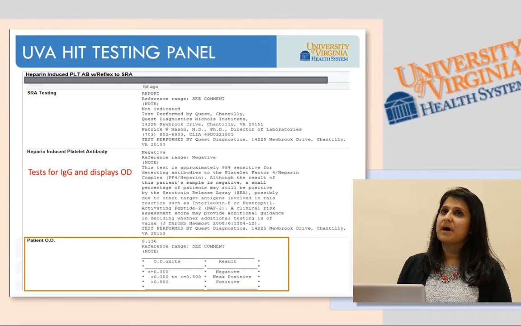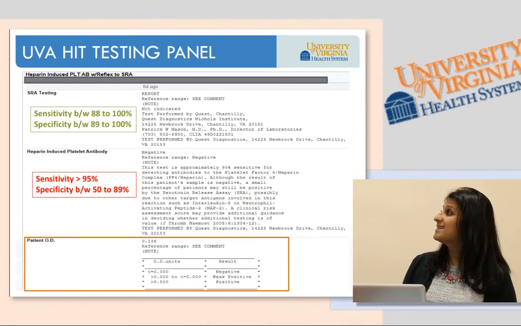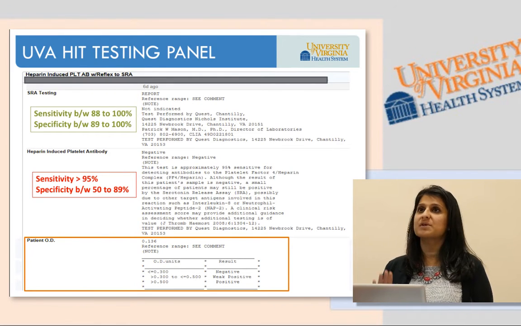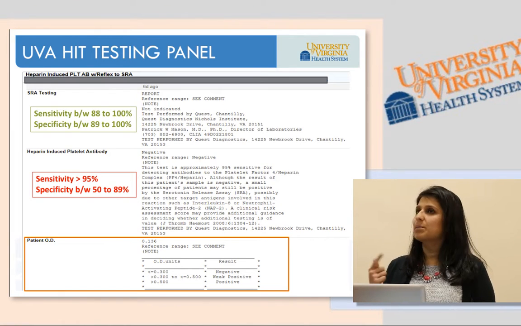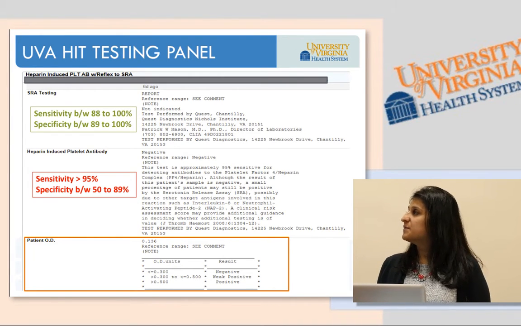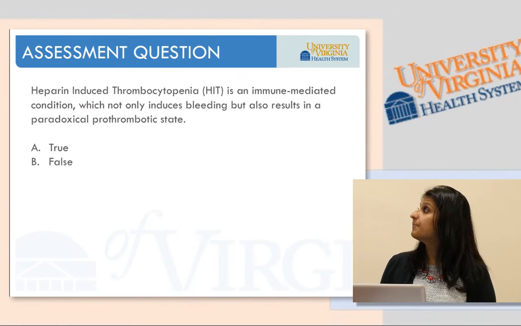Also, our platelet antibody testing only detects IgG. So now our test has a much higher sensitivity and specificity compared to previous years, when we were sending it to Mayo Clinic. Now we send our testing only to Quest Labs in Chantilly, Virginia, so we are able to see a faster turnaround time. Even though SRAs are already very specific, I wanted to share that the specificity of our SRA is about 89 to 100%. So when we get a negative platelet antibody test for our patient, we can rule out HIT and start heparin on those patients again.